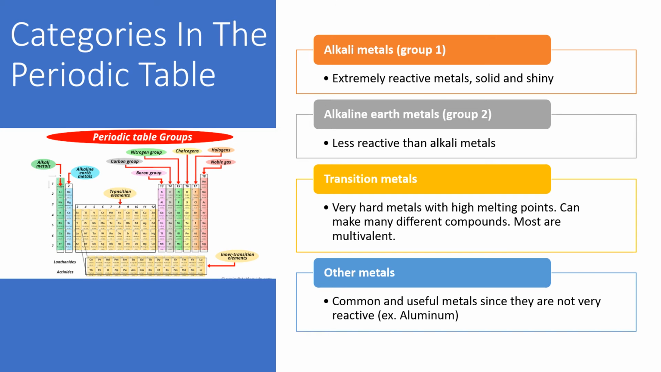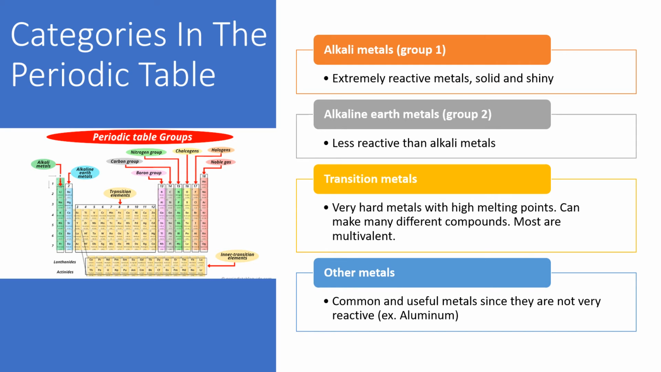So let's go over our groups. So our group 1 elements are our alkali metals, and these are extremely reactive metals. They're solid and they're shiny, and they're found on the very far left column. Next, we have our group 2 elements. These are our alkaline earth metals, and they're less reactive than the alkali metals.